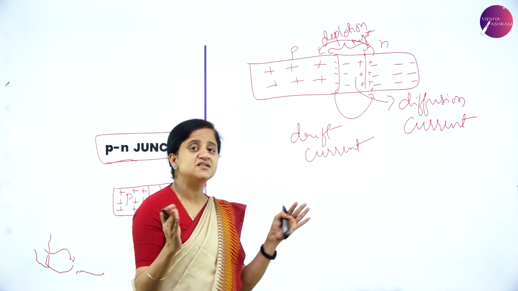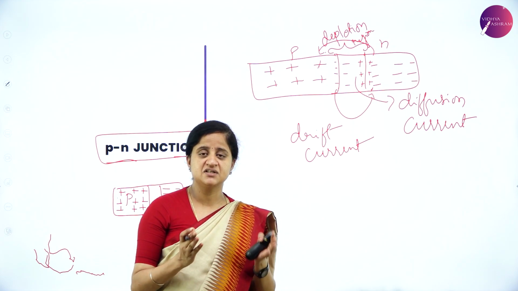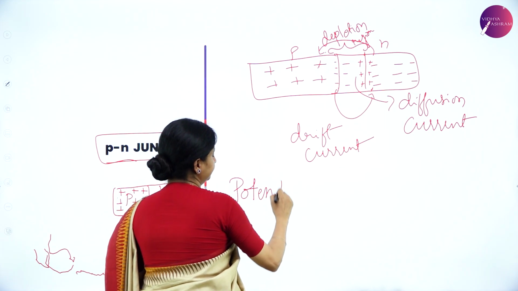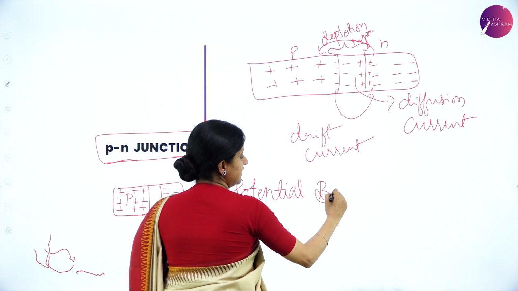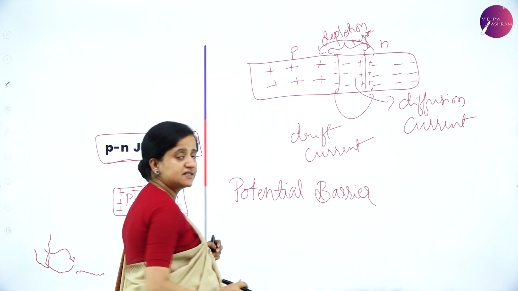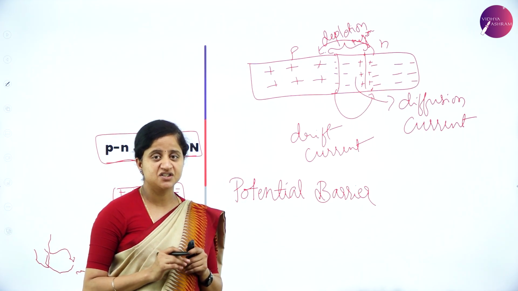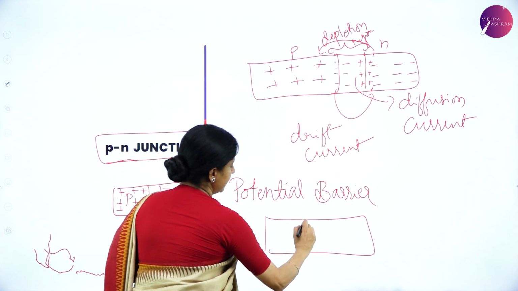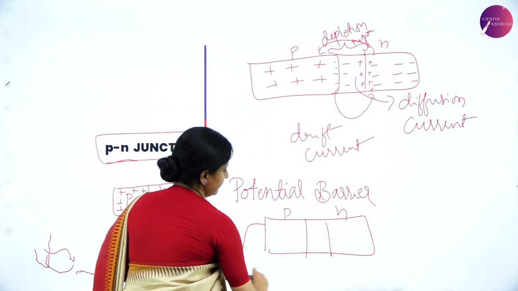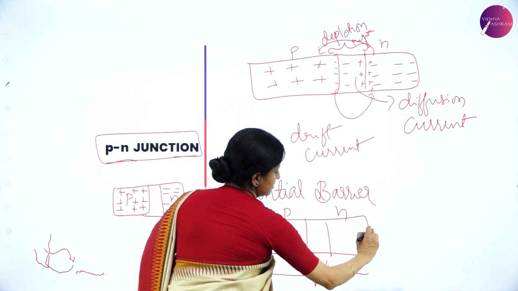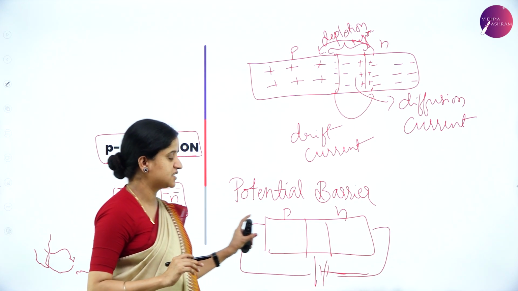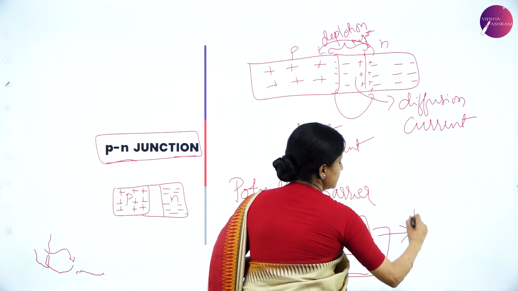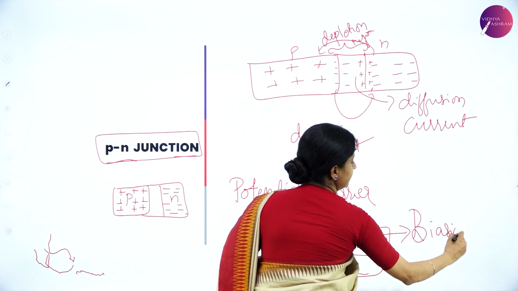To stop these charges from moving from one region to another, we need to apply a potential, which we call the potential barrier, or barrier potential. These are the basic information regarding the p-n junction. Now this p-n junction can be connected to an external source, and we call it biasing. When the p-n junction device is connected to an external voltage source, this process of connecting an external voltage is called biasing.